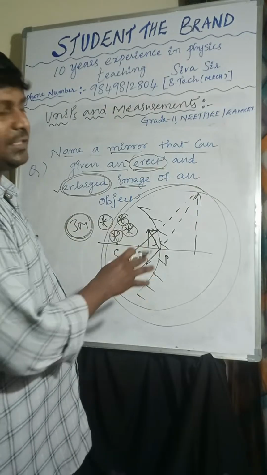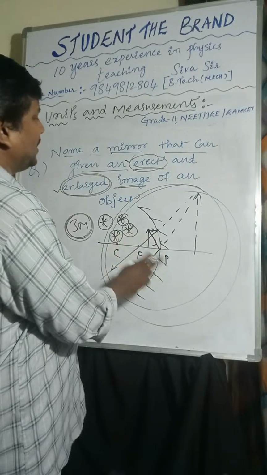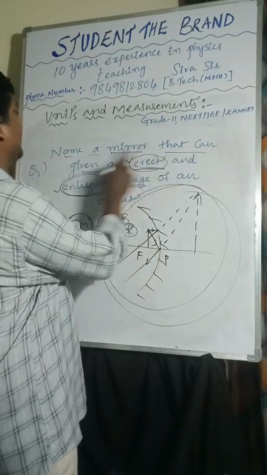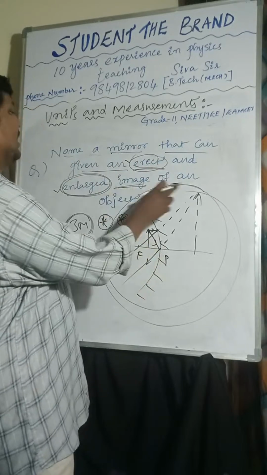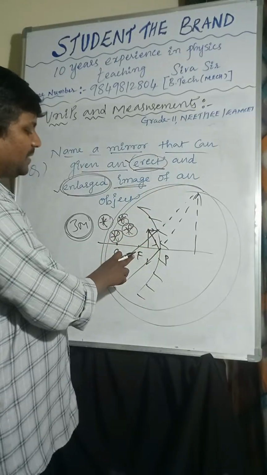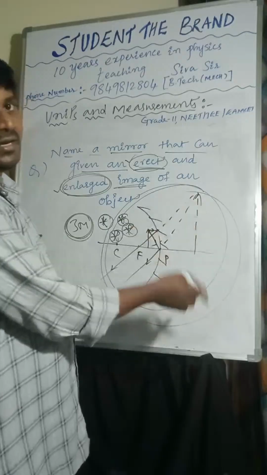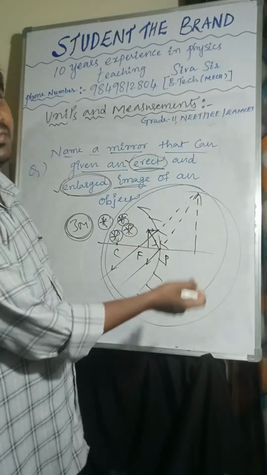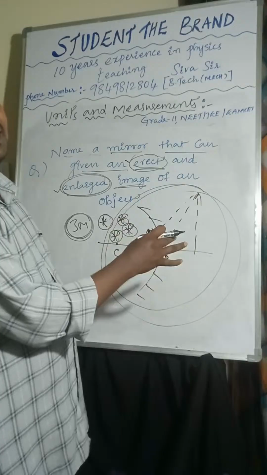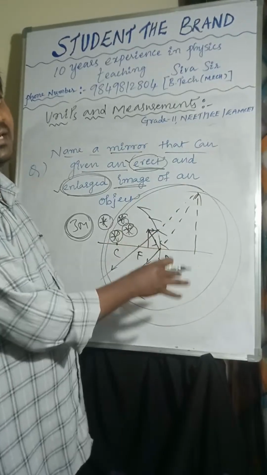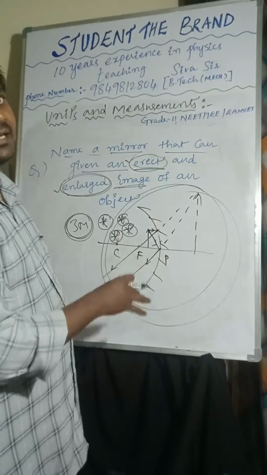If the object is placed between F and P, name a mirror that can give an erect and enlarged image of an object. If you are placing the object between F and P, the image will form behind the mirror. What type of image will form? Virtual, erect, and enlarged image.